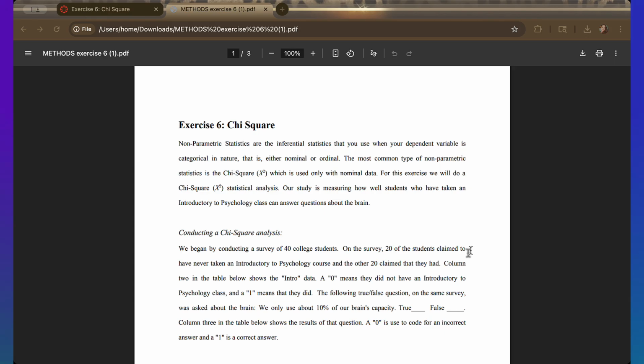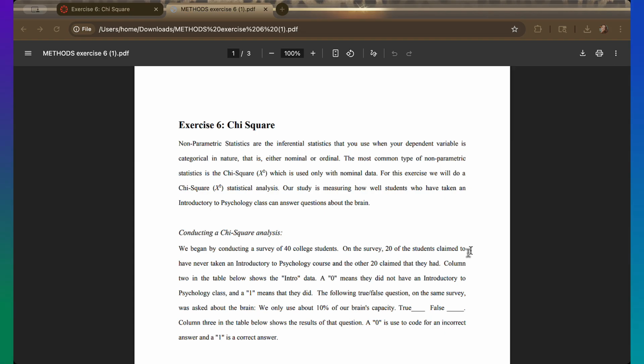This test helps us see whether there's a meaningful relationship between two categorical variables. Okay, so let's start with a quick refresher. The chi-square test, written as x squared, is a non-parametric statistical test. Hopefully that sounds familiar. That means it doesn't rely on assumptions about the shape of the data, like a normal distribution, a normal curve. Instead, it's used when your data are categorical, meaning that they fall into groups or categories like yes or no, male or female, taken introduction to psych or not taken introduction to psych.